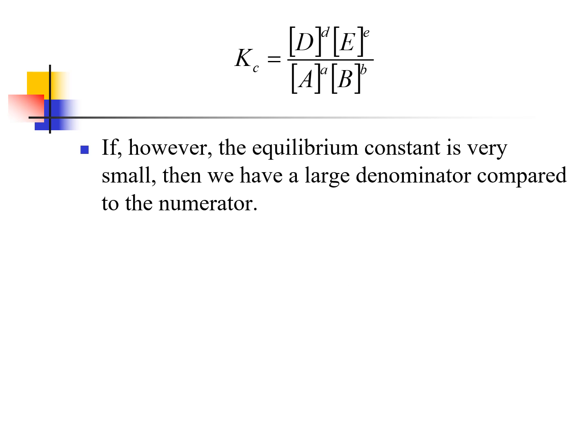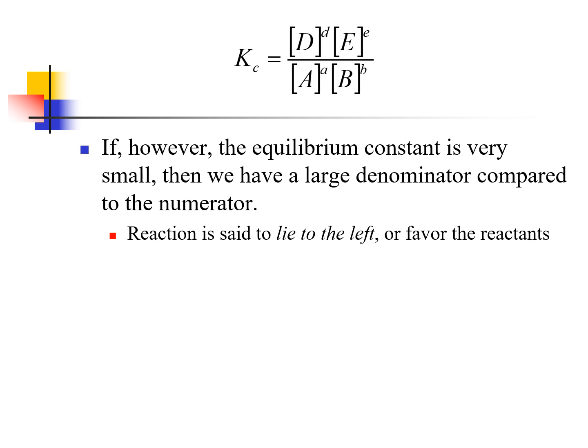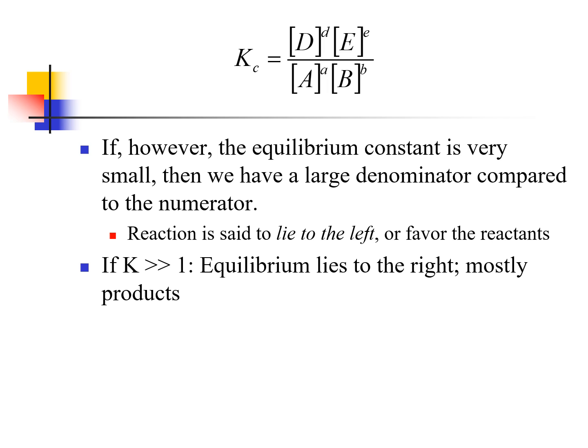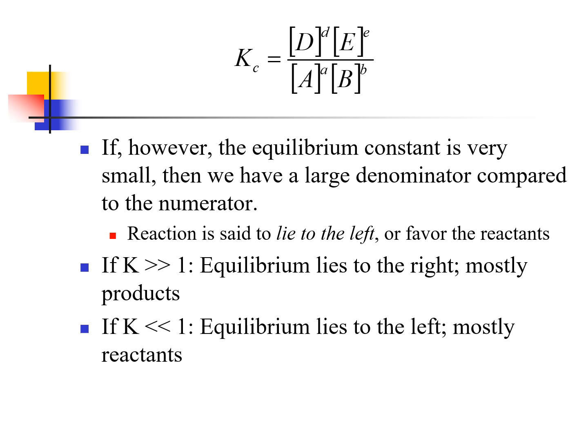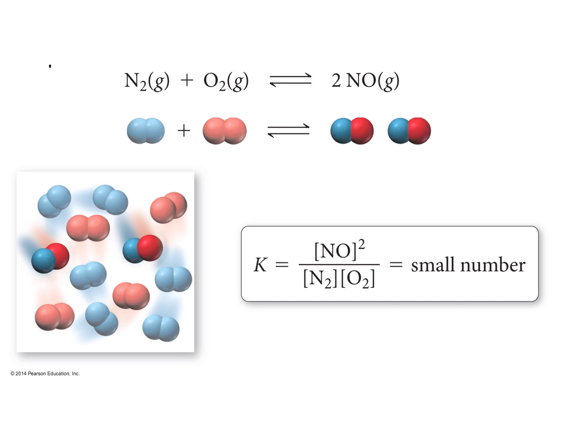But if the equilibrium constant is very small, that means the bottom number has to be very big. When I say small, I mean it's between 1 and 0. We're never going to have a negative, because you can't have negative concentrations. If at equilibrium we have much more reactants than products, we say the reaction lies to the left or favors the reactants. So once again, if the equilibrium constant is greater than 1, it lies to the right and favors the products. If it's less than 1, it lies to the left, and we favor mostly reactants.